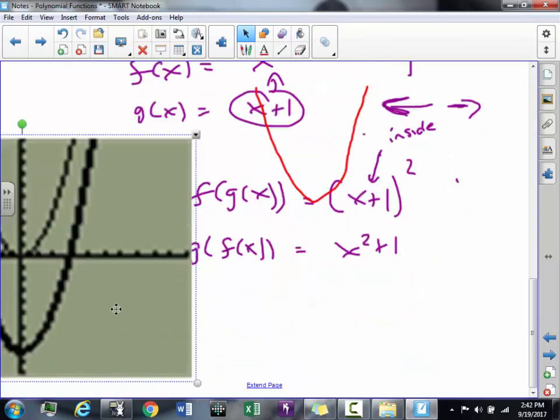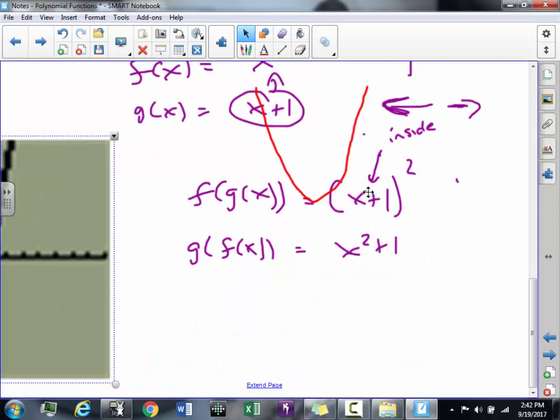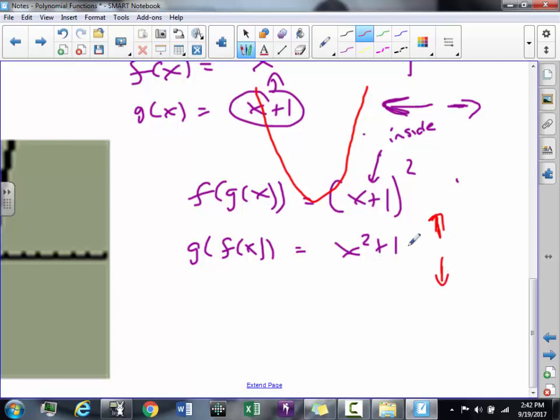So back to my point here. Order matters. If I replaced x with x plus 1 inside the function, things went left and right. But if I added a function outside and we went up and down, that's almost like it was outside the function. Does that make sense so far?